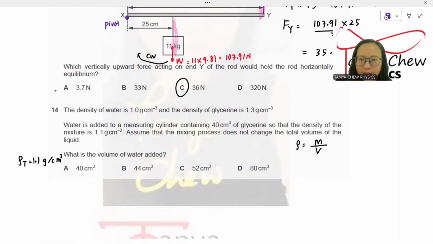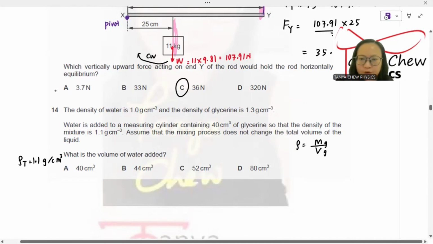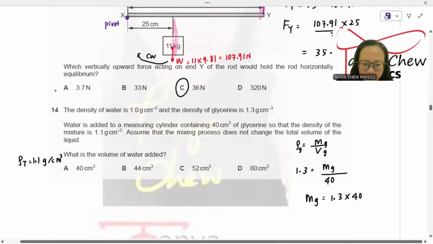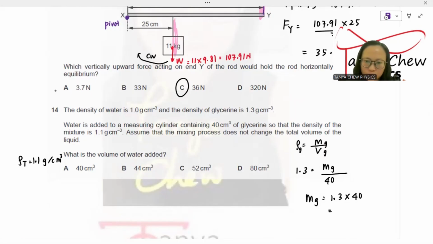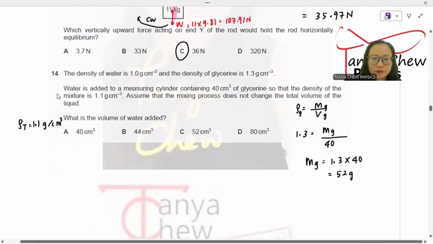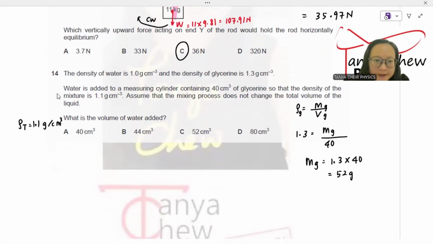Density of the glycerine is 1.3, mass of the glycerine I want to find, divided by volume of the glycerine, which is 40. Now the mass of the glycerine would be 1.3 multiplied by 40, which is equal to 52 grams. Is it 52? 1.3 multiplied by 40. Yes, exactly 52.